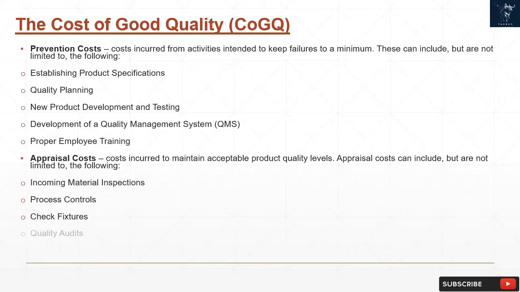The cost of good quality, CoGQ. Prevention costs: costs incurred from activities intended to keep failures to a minimum. These can include, but are not limited to, the following: establishing product specifications, quality planning, new product development and testing, development of a quality management system, QMS, and proper employee training. Appraisal costs: costs incurred to maintain acceptable product quality levels. Appraisal costs can include, but are not limited to, the following: incoming material inspections, process controls, check fixtures, quality audits, and supplier assessments.